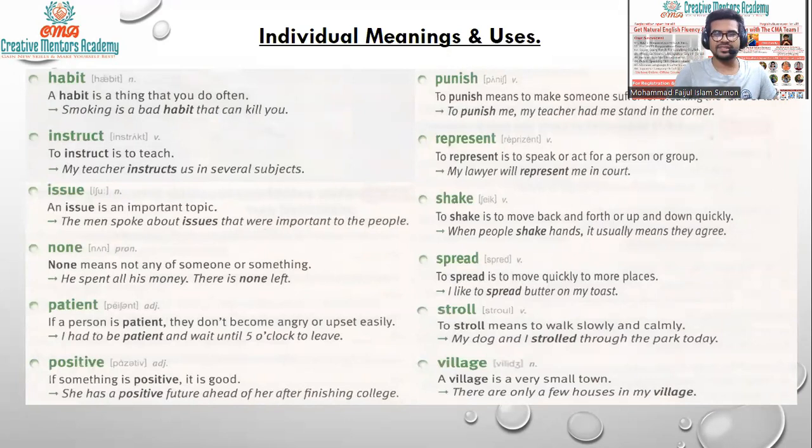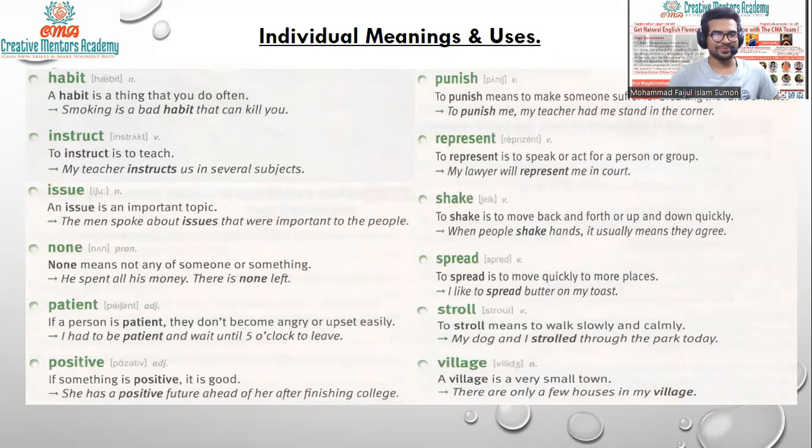Next one is instruct, okay? To instruct is to teach, right? So instruction, give instruction, that is called instruct. It's a verb: I'm instructing, or you are instructing. My teacher instructs us in several subjects. Several means what I mentioned in the last video: more than two, but not so many. Okay?